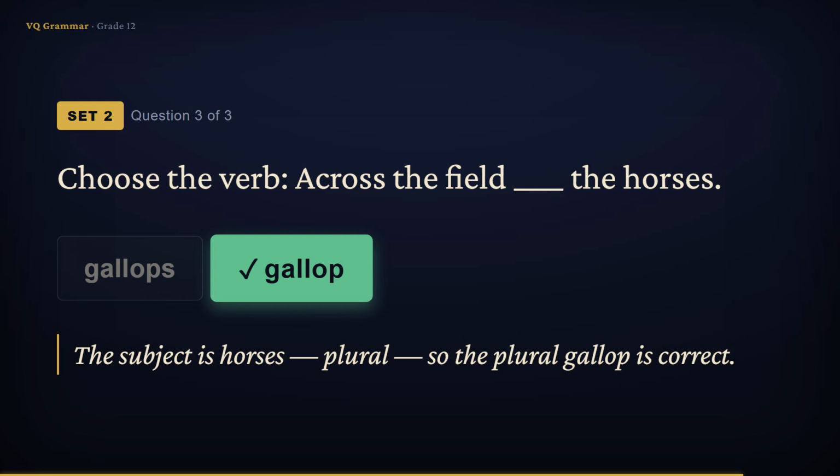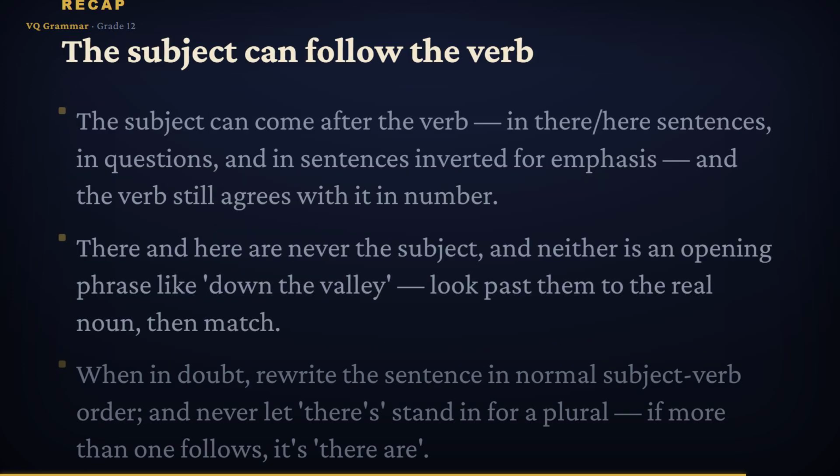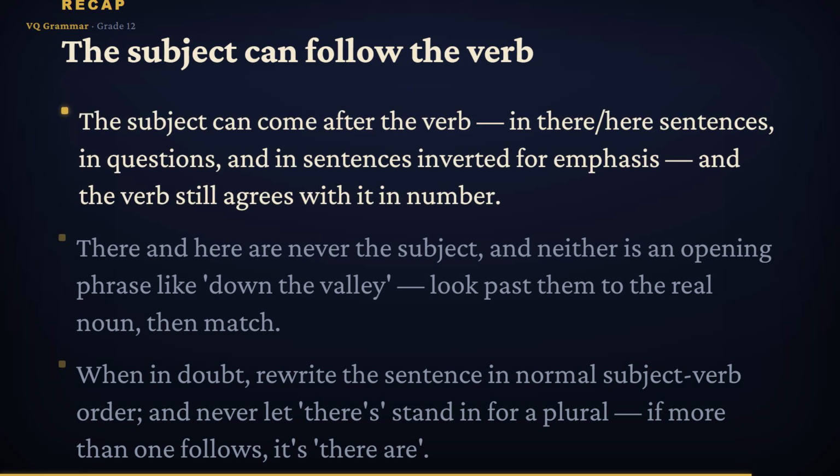The answer is gallop. Let's gather up everything we learned about inverted sentences. First, the big idea. The subject doesn't have to come first. It can follow the verb. In sentences that begin with there or here, in questions, and in sentences a writer has inverted for emphasis. In every one of those, the verb still has to agree with its subject in number.